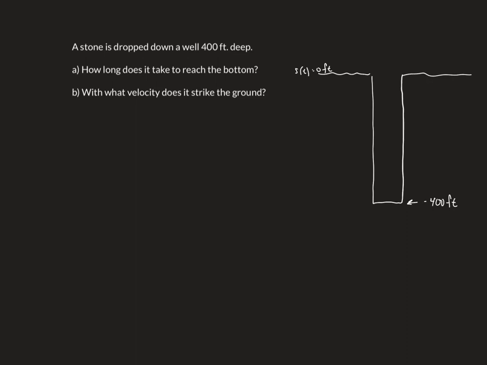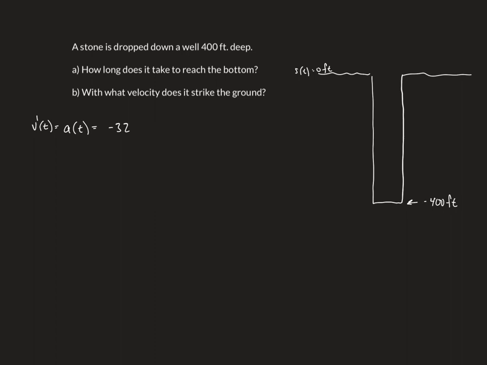And right now I don't even have a position function. So I need a function that models the position of any object on Earth in free fall, because the stone is just in free fall. So we always start with the fact that acceleration is a constant negative 32 feet per second squared. Those would be the units. So our acceleration function, which you'll recall is the derivative of the velocity function, is negative 32.